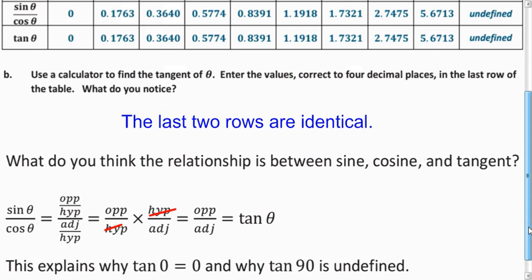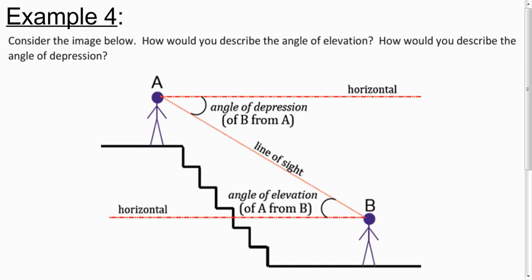So this shows us why, when we evaluate tangent for 0 and 90, we get 0, because 0 divided by 1, and undefined, because that would be 1 divided by 0. So this leads us into another application, when we're talking about angles of depression and elevation.